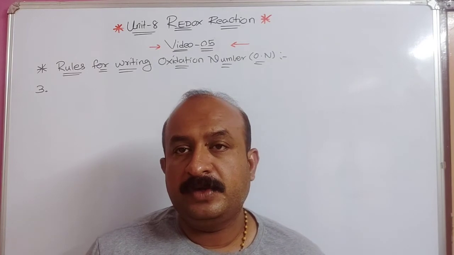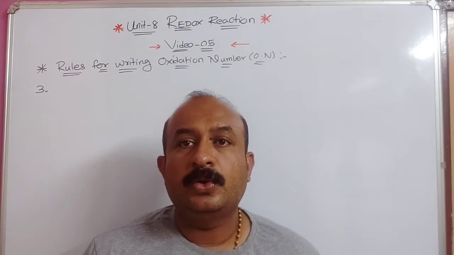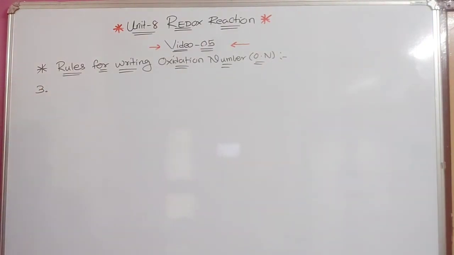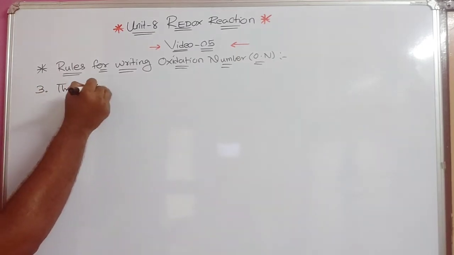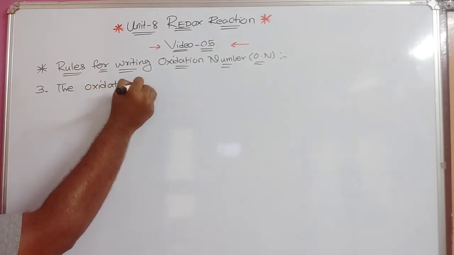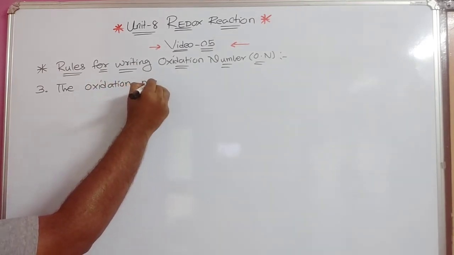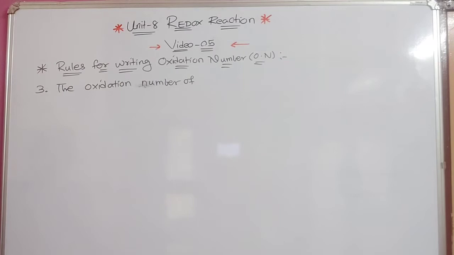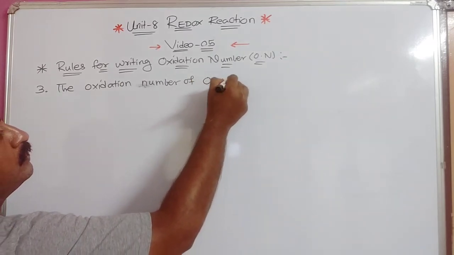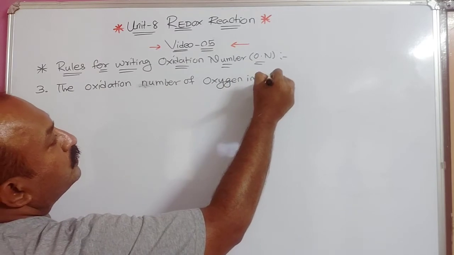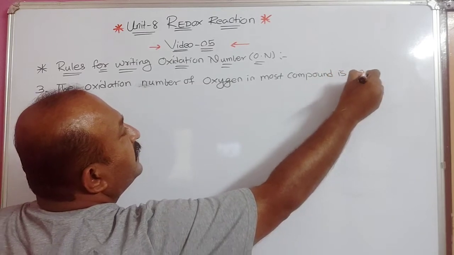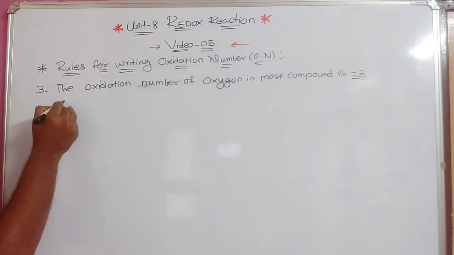Now in video 5, today we are going to discuss the remaining rule, that is rule number 3. In this rule number 3, generally the oxidation number of oxygen in most compounds is -2. But there is an exception.